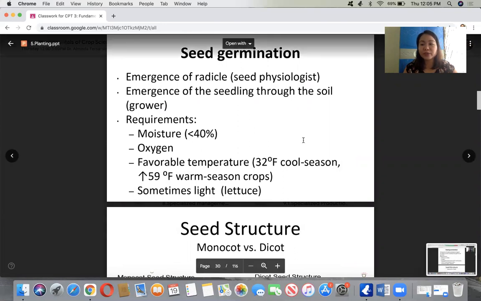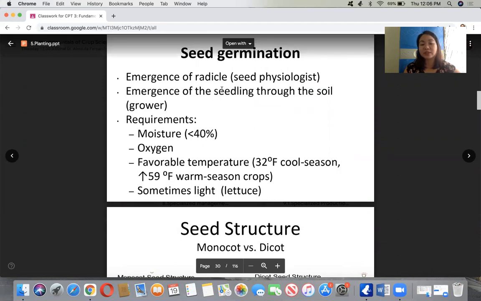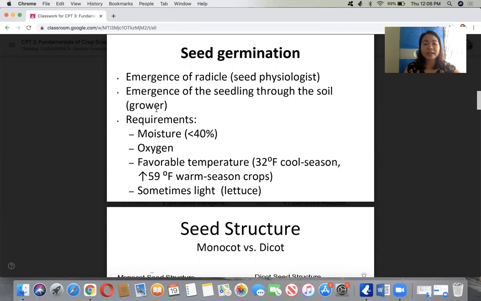How do you define seed germination? In a seed physiologist's definition, it is just the emergence of the radicle, and we know from the previous discussion that the radicle is the one that forms into roots. The emergence of the seedling through the soil is what we usually know as seed germination from a grower's and agriculturist's point of view. Once the seedling emerges from the soil, it's called seed germination.